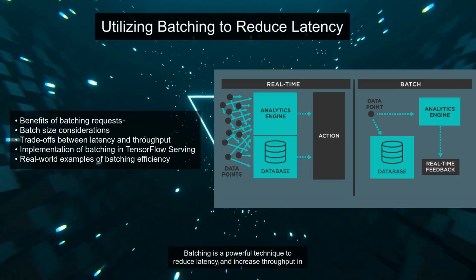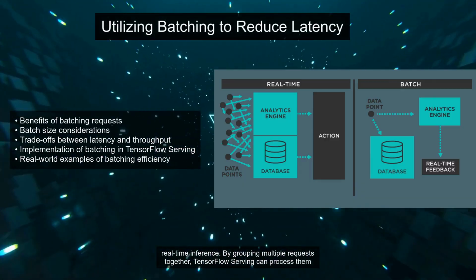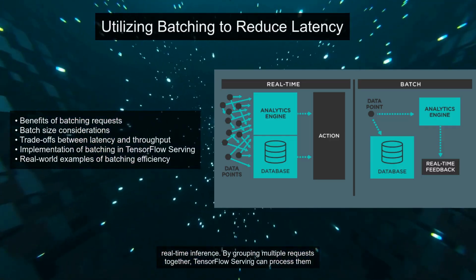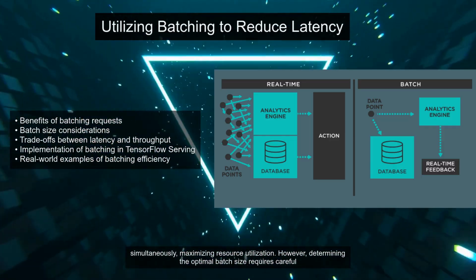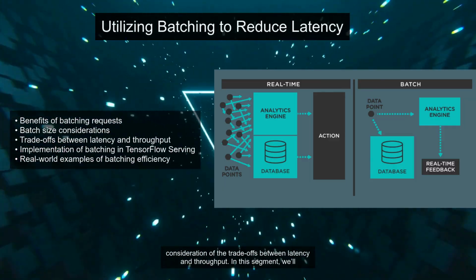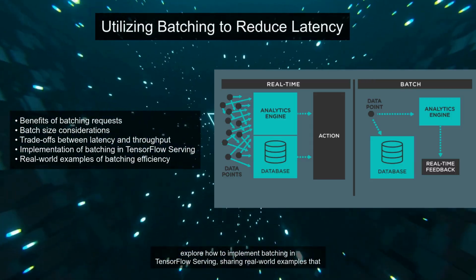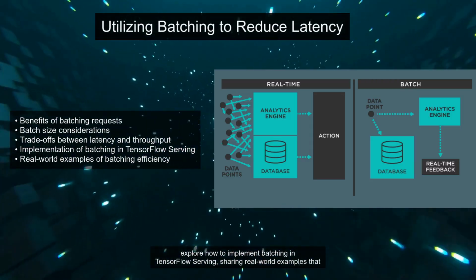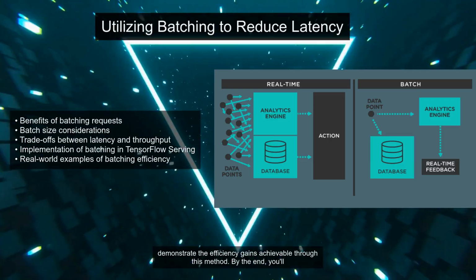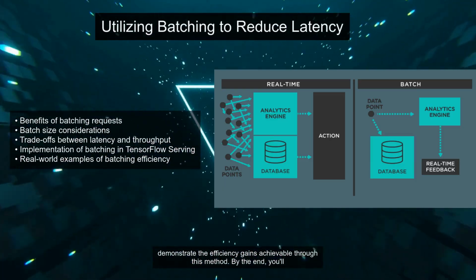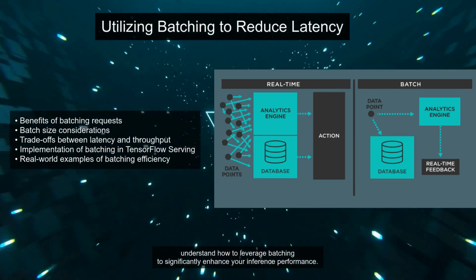Batching is a powerful technique to reduce latency and increase throughput in real-time inference. By grouping multiple requests together, TensorFlow Serving can process them simultaneously, maximizing resource utilization. However, determining the optimal batch size requires careful consideration of the trade-offs between latency and throughput. In this segment, we'll explore how to implement batching in TensorFlow Serving, sharing real-world examples that demonstrate the efficiency gains achievable through this method. By the end, you'll understand how to leverage batching to significantly enhance your inference performance.